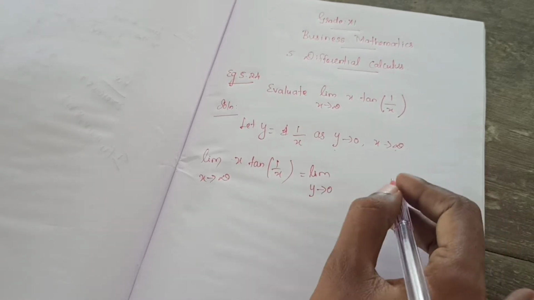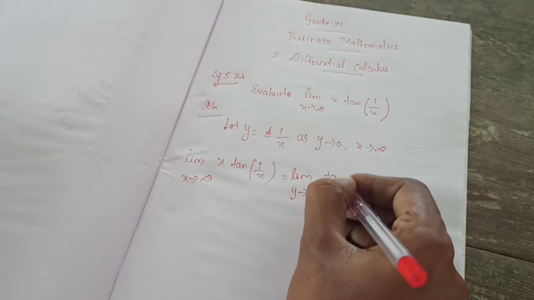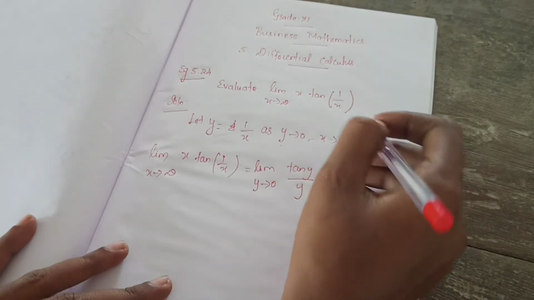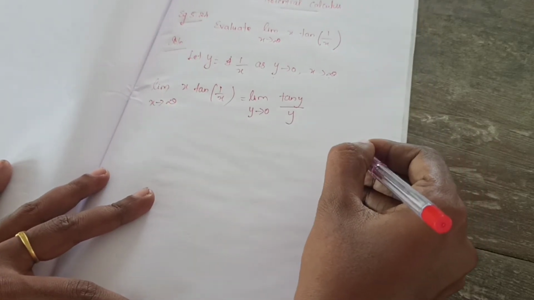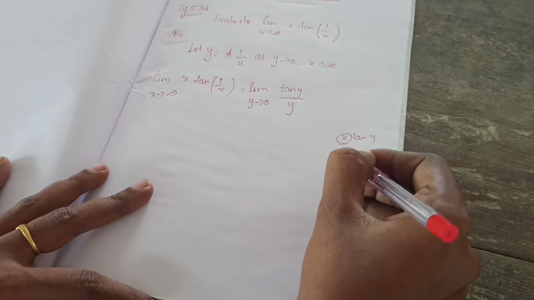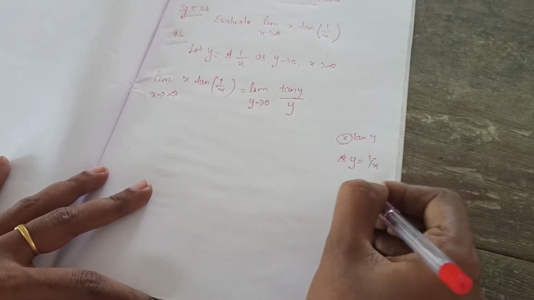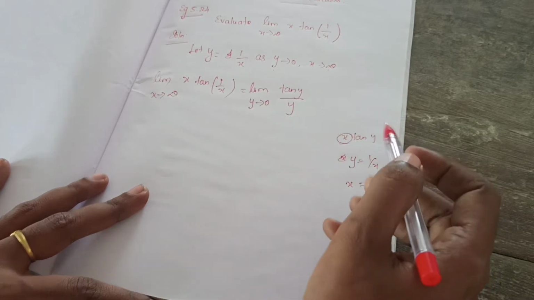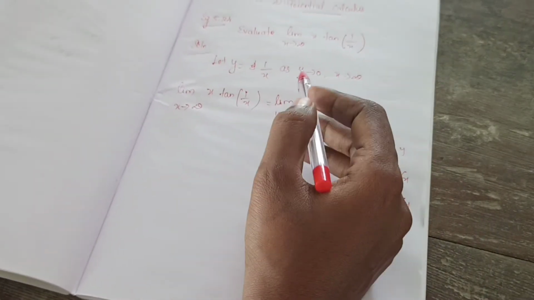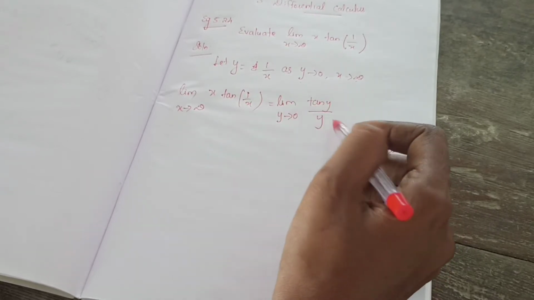We need to change this in terms of y. So this will become tan y by y. How tan y by y? 1 by x you consider as y, so x into tan y you will get. This x, we have considered y is equal to 1 by x, so you bring this here, so x is equal to 1 by y, correct? In the place of this x you will substitute 1 by y, and in the place of this 1 by x you will substitute y. Understand? So we will get tan y by y.